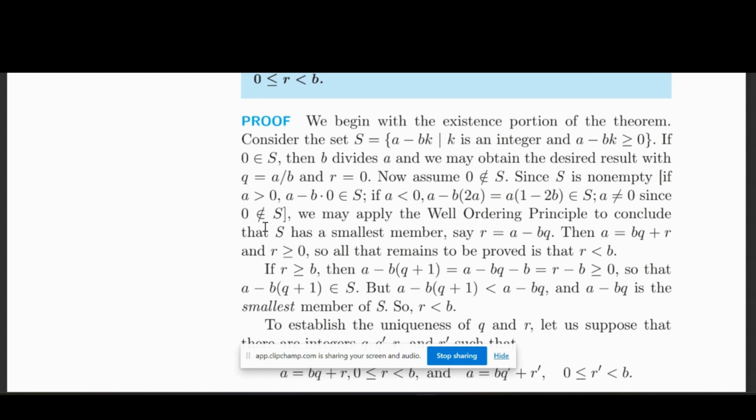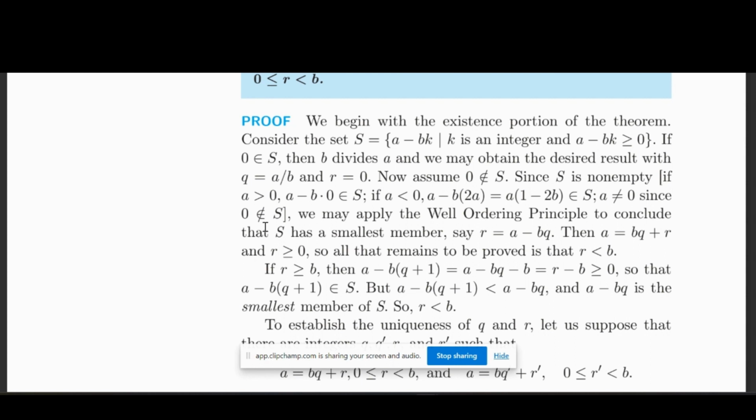S is non-empty, since 0 does not belong to S. We may apply the well ordering principle to conclude that S has a smallest member, say r is equal to a minus b into q. Then a is equal to b into q plus r, and r is greater than or equal to 0. So all that remains to be proved is that r is less than b.